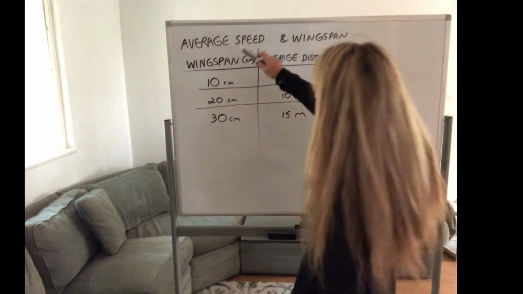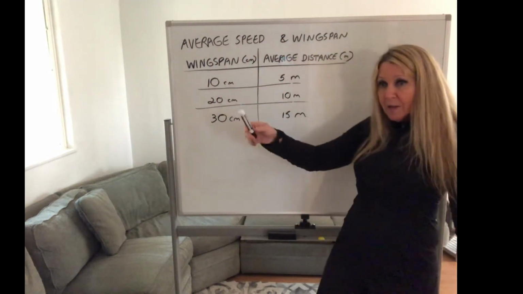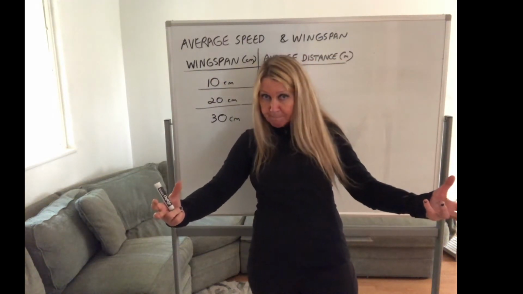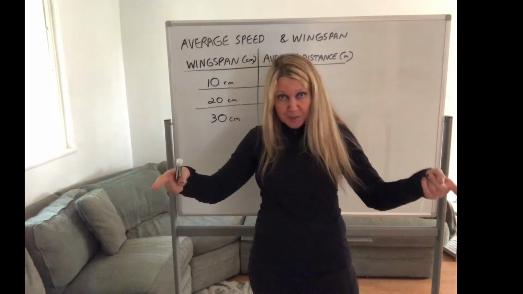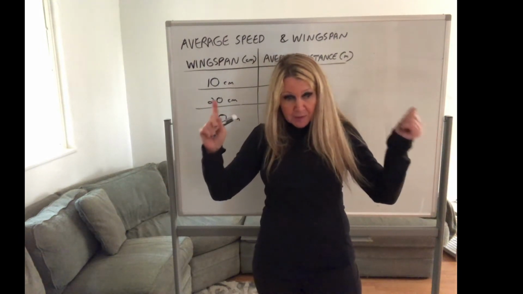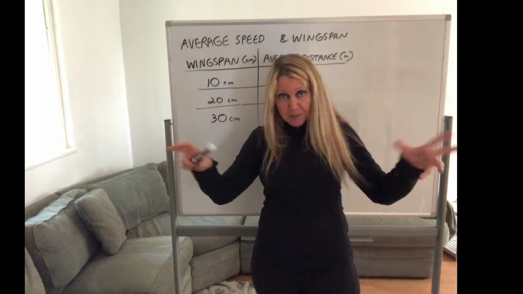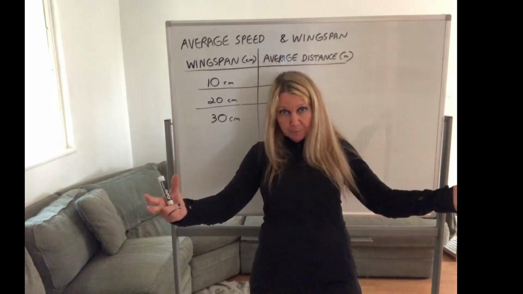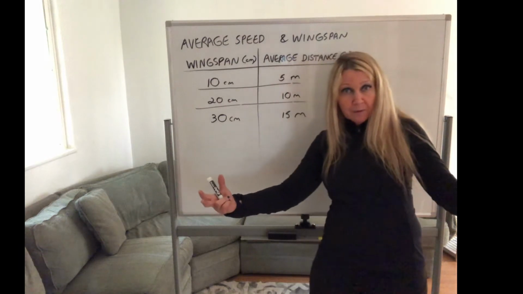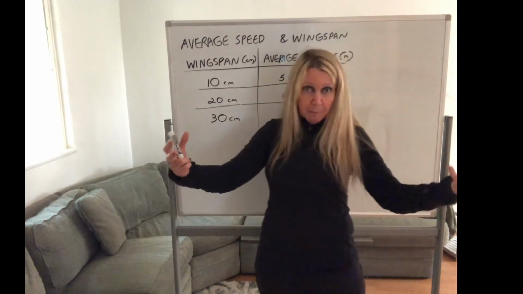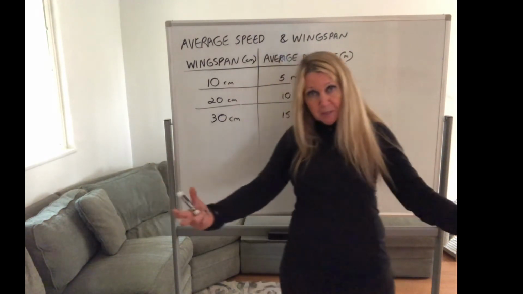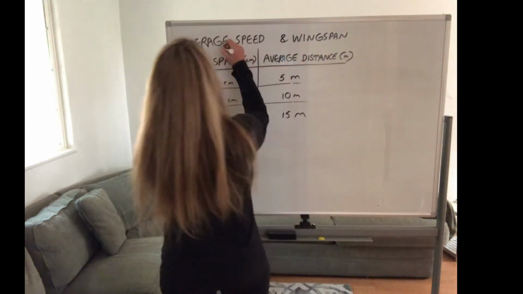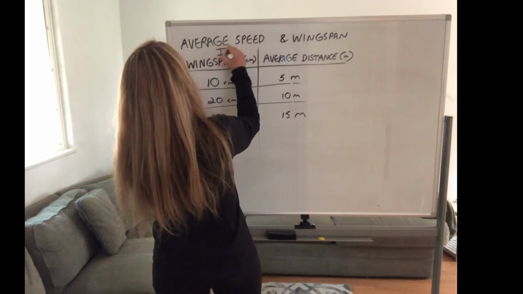Okay, the wingspan is the thing that I changed in this experiment. I changed the wingspan. Everything else was the same. I changed the wingspan. That's the variable that's independent of everything else. It's like the manipulated variable. It's the thing I manipulated. So sometimes it's just called a manipulated variable or independent variable, IV. Okay, so that is the IV, independent variable.